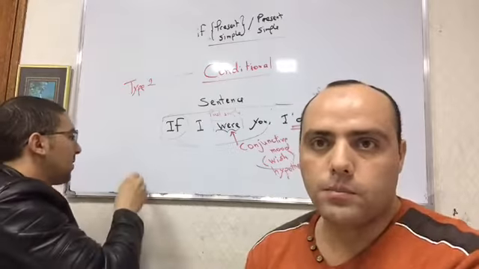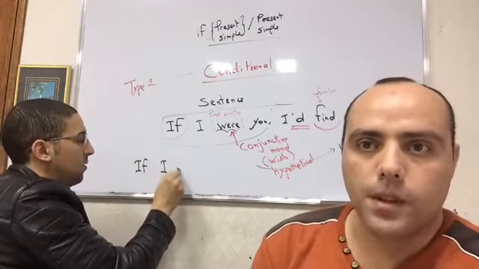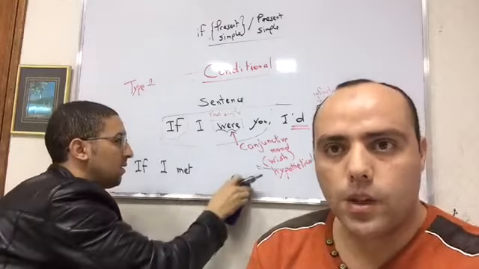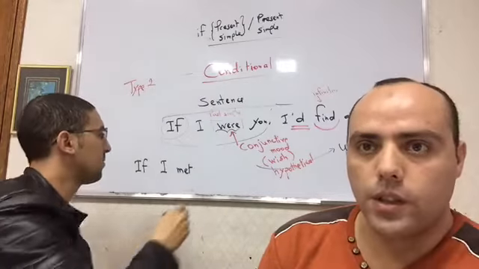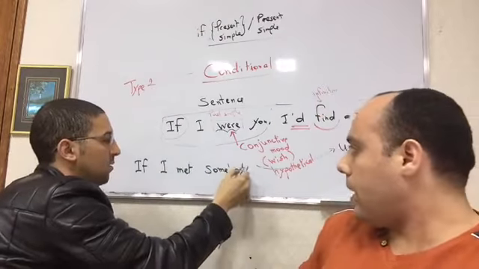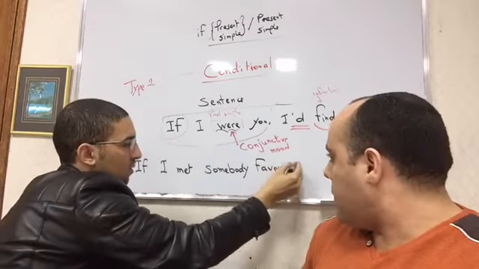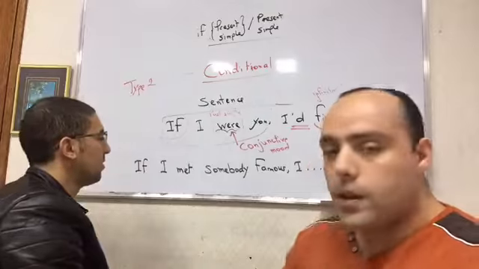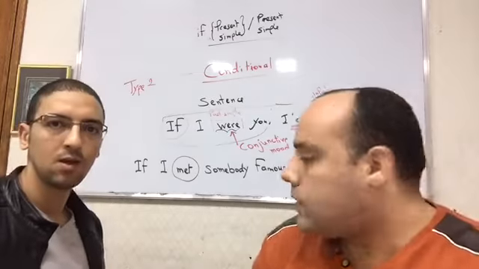I just want to remind you of the formation. In the if clause, you should have the verb in the past simple form, which is the second form of the verb. If it is regular, you just add d, ed or ied to the end of the verb. And in the result clause, you can use would plus the bare infinitive without any additions at all. So here we have, if I met somebody famous, what would you do?